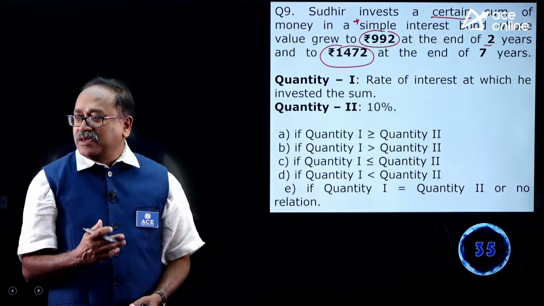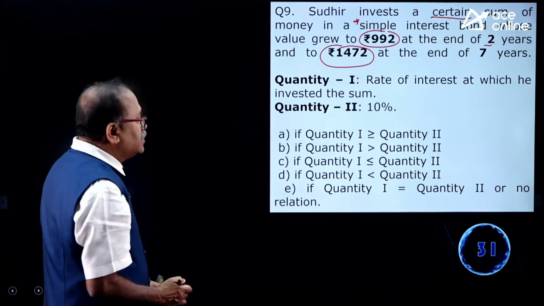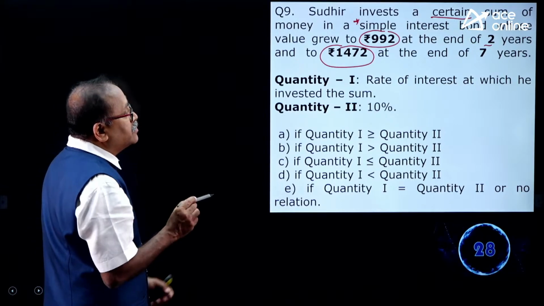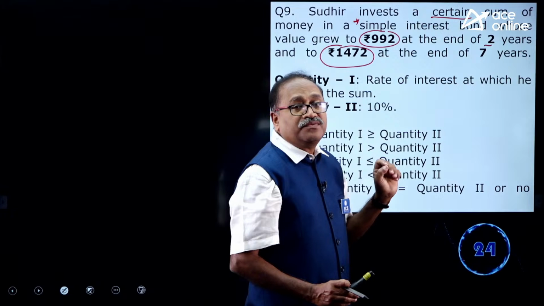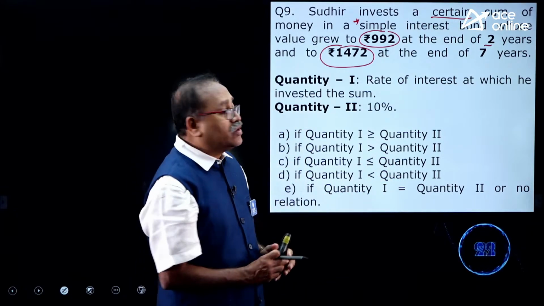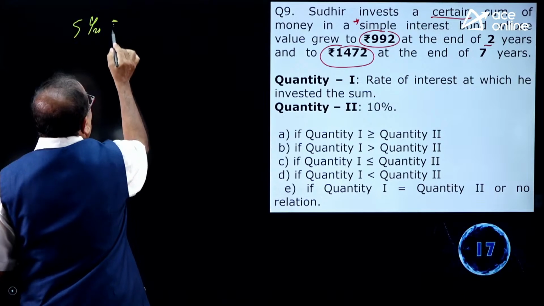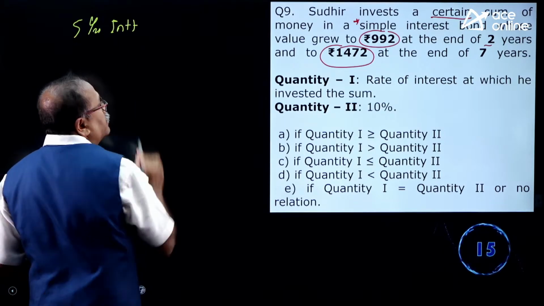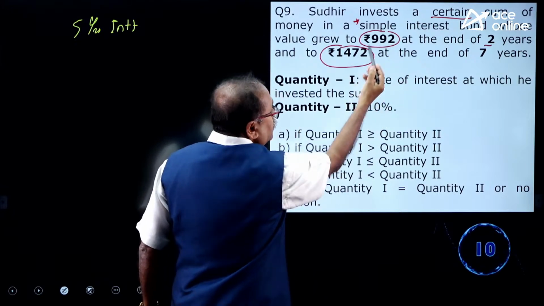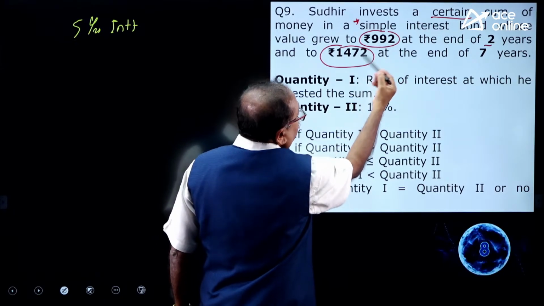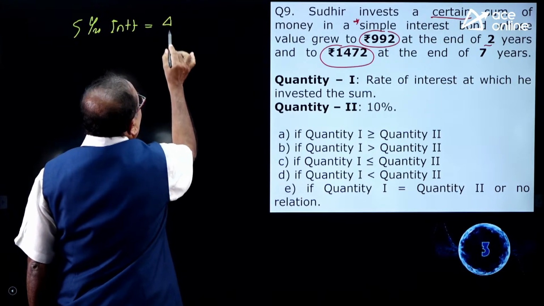Anyone else? So, before I show the answer, let me give some clue to the other people. 7 minus 2, 5 years. So 5 years interest will be how much? And that will be the difference between these two. And the difference between these two, I can clearly see that this is 480. So 5 years interest is 480.